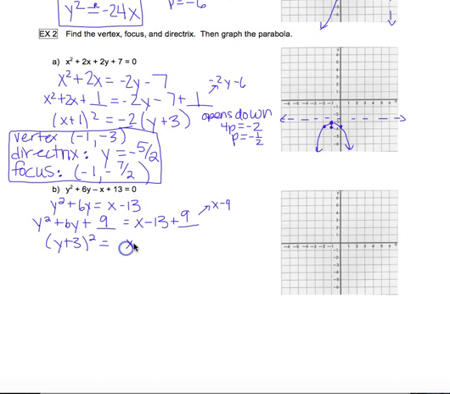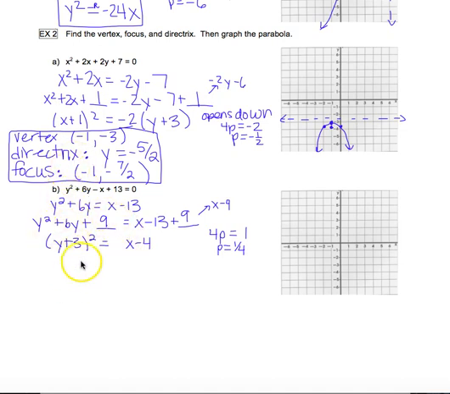In this case, I don't have something to factor out, which means that technically 4p is equal to 1 because there's nothing in front, which means the constant is 1. So that means p is 1/4. It's really, really tiny.